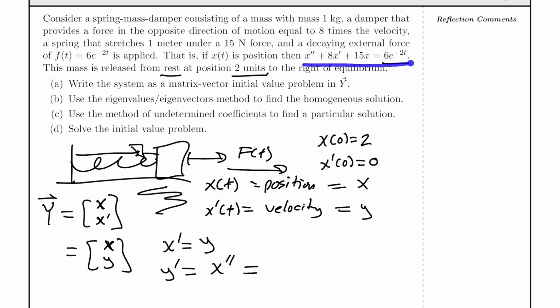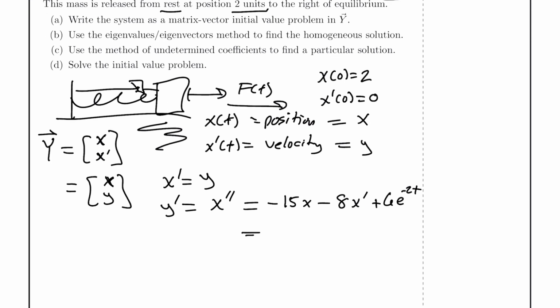And if we look here, we can see that this can be solved for x double prime. So we can subtract this 15x over, we can subtract that 8x prime over. So let me subtract those over. And then we have 6e to the negative 2t already there. And one more step. X prime was already described as being y, so I'm going to write y in the place of x prime. And there's my external force.